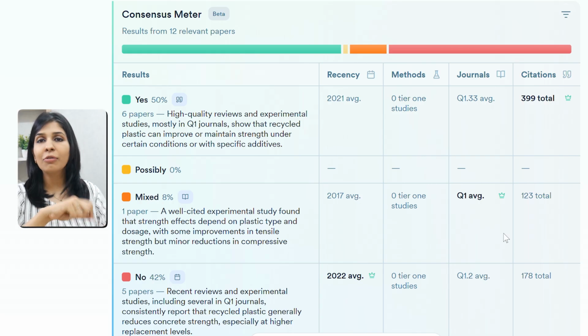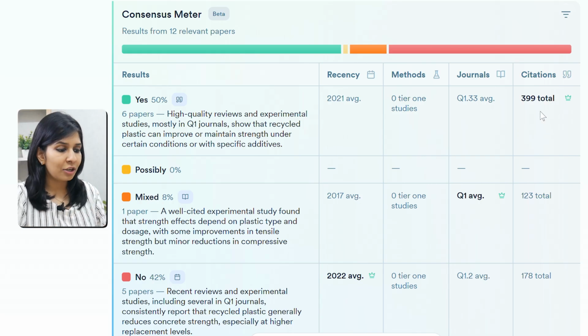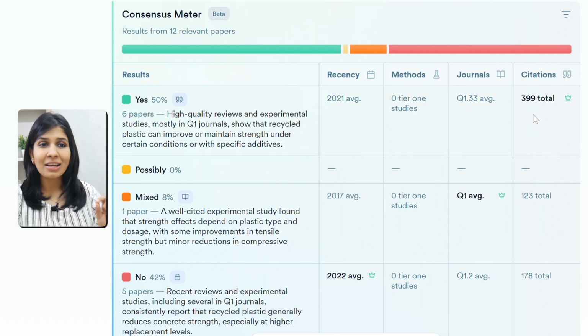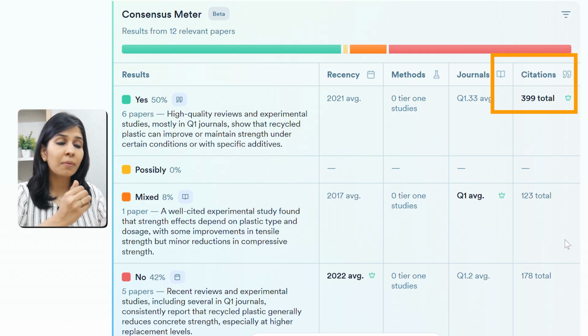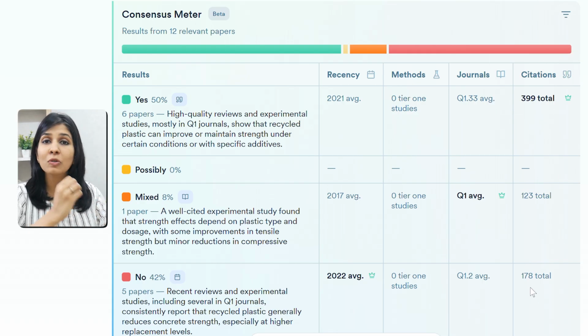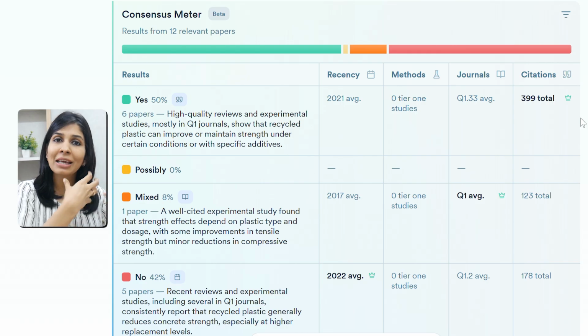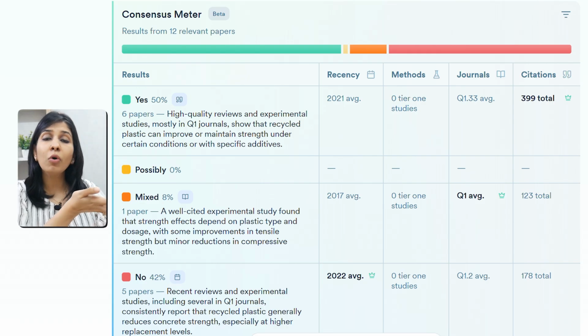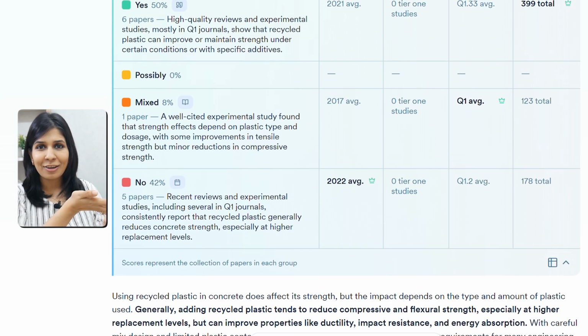Now the third and the final thing to look at is citations. If you see, the total number of citations for the journals which say yes is 399 as compared to the papers which say no, which is only 178. So you are again made to believe that probably recycled plastic can be used with concrete because more people have cited that, so probably there is more evidence about this, right?